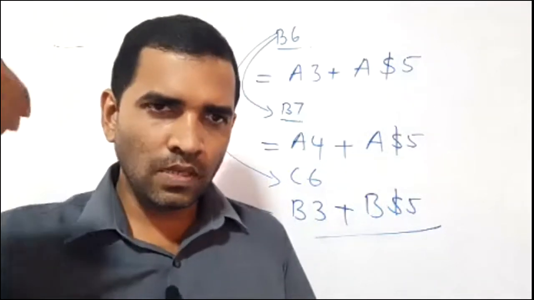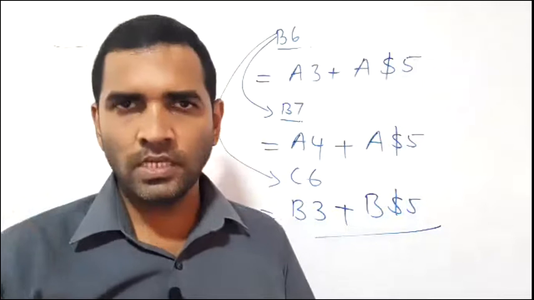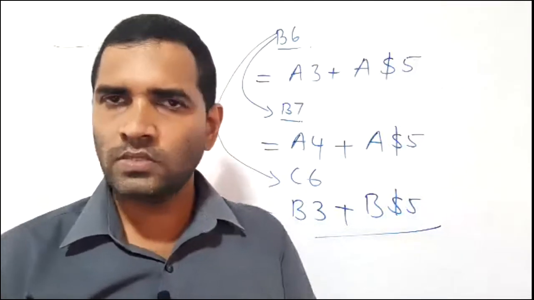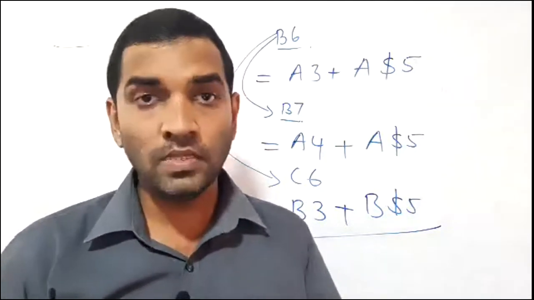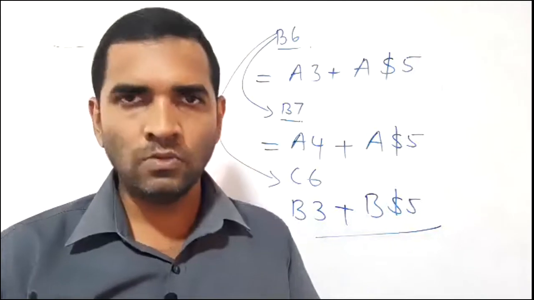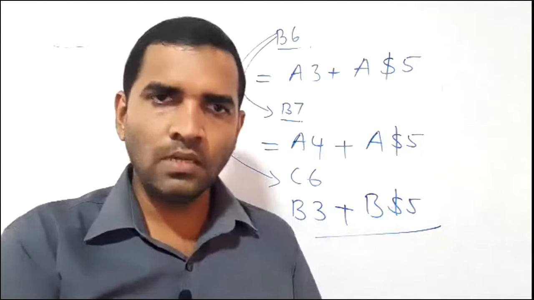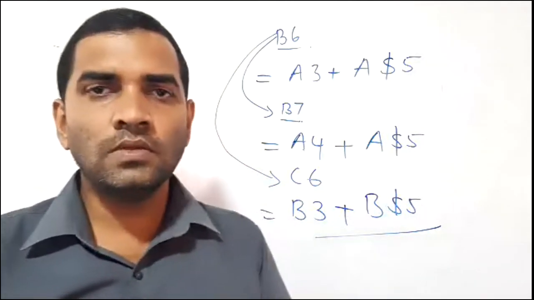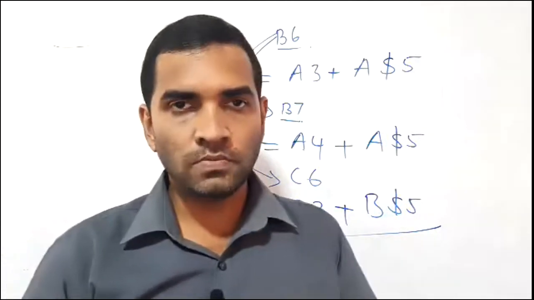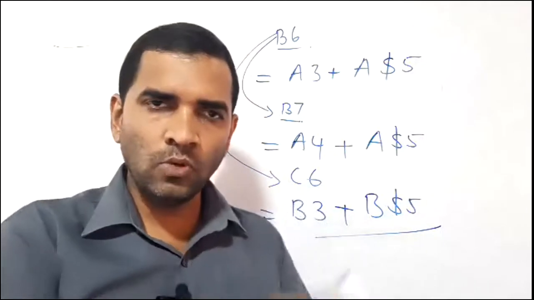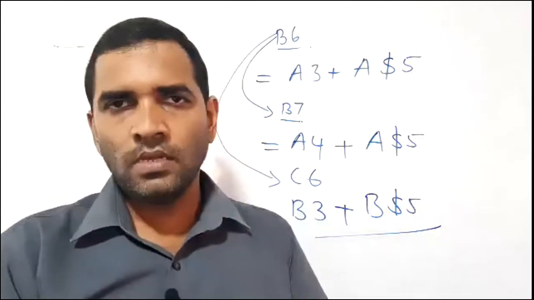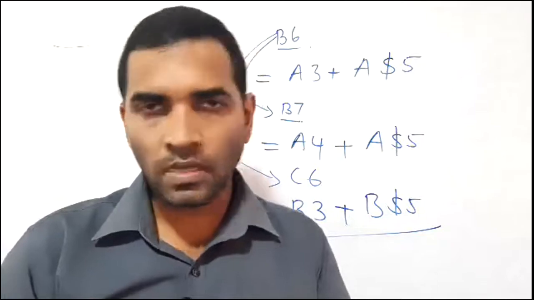A cell address in a formula that is not changed when the formula is copied to the next cell or another cell is an absolute cell address. So when the formula is copied, relative cell addresses are changed. But even though the formula is copied to another cell, absolute cell addresses are not changed.